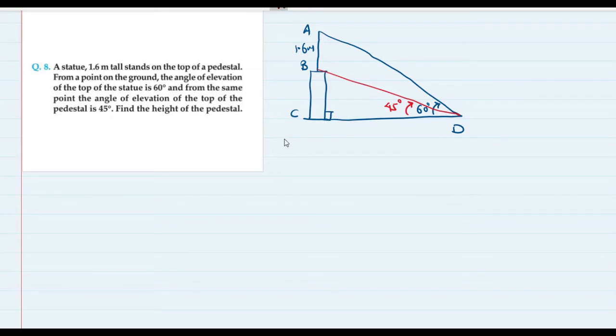Alright, so this seems a little challenging because we don't know CD also, we don't know BC, we just know AB. So this is a little trickier than the previous question. Okay, let's see how to do it.